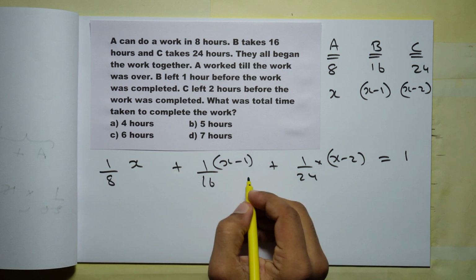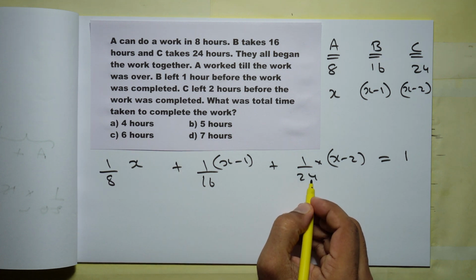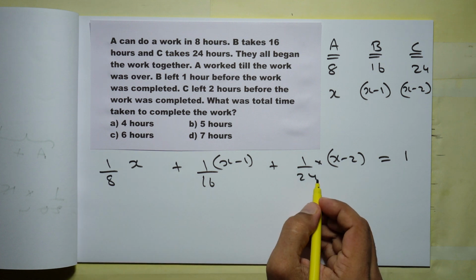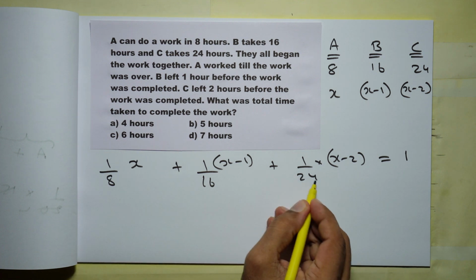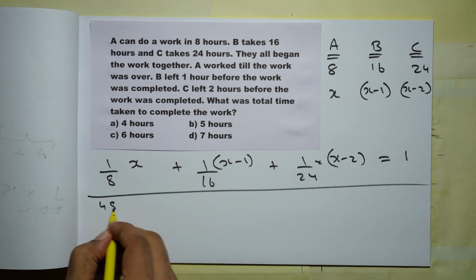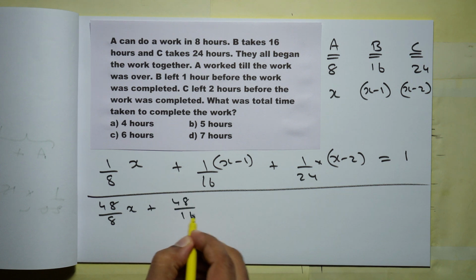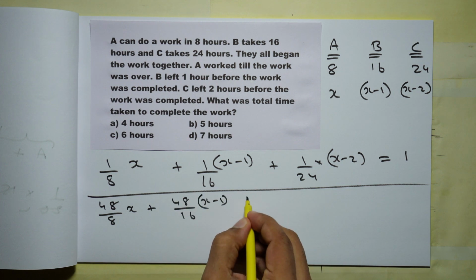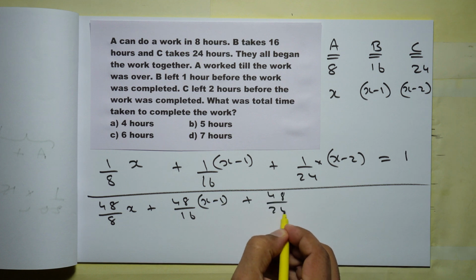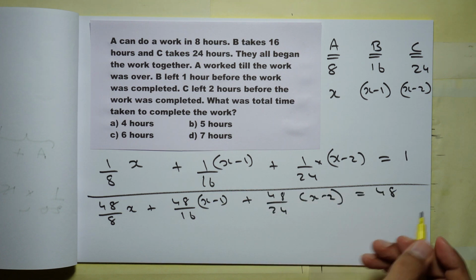Now to solve this equation, we'll multiply by the LCM of 16 and 24. Then all the denominators will go off. LCM is obtained as 48. So if you multiply by 48, 48 by 8 into x plus 48 by 16 into x minus 1 plus 48 by 24 into x minus 2, that is equal to 48.